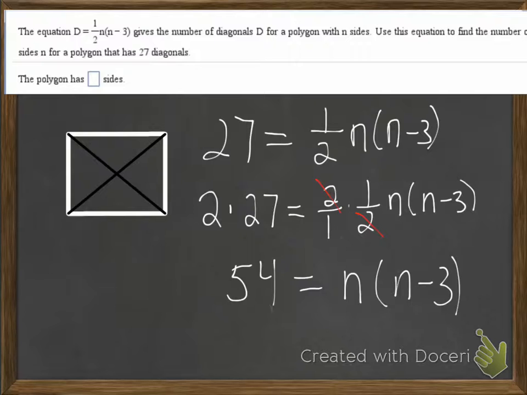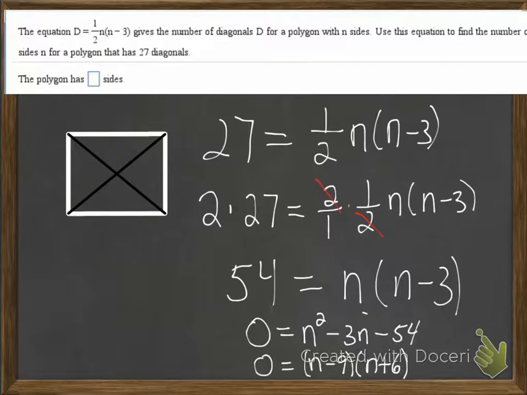So here I've performed a couple steps at once. I multiplied n times n minus 3 to get n squared minus 3n. And while I was at it, I went ahead and subtracted the 54 over. Okay, we then factor that equation. And that leads us to two equations. n minus 9 is 0, which would mean n has to be 9. Or n plus 6 is 0, which would mean n would have to be negative 6.